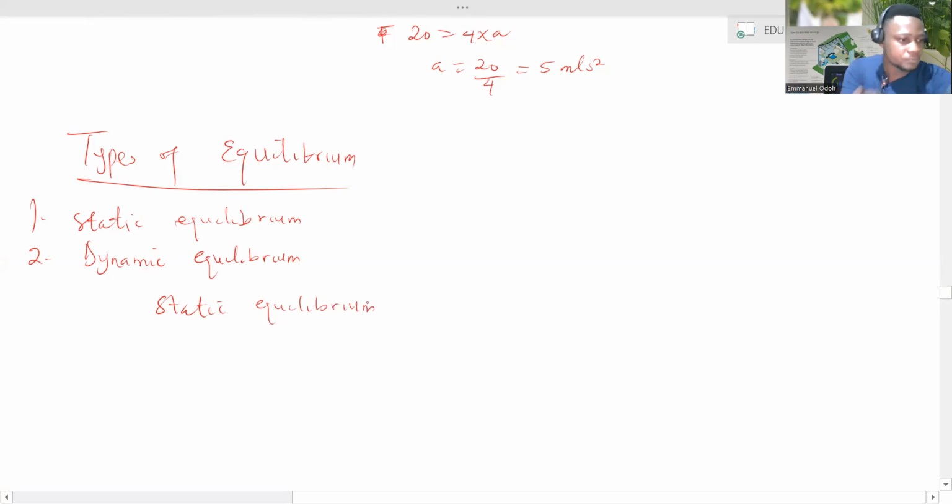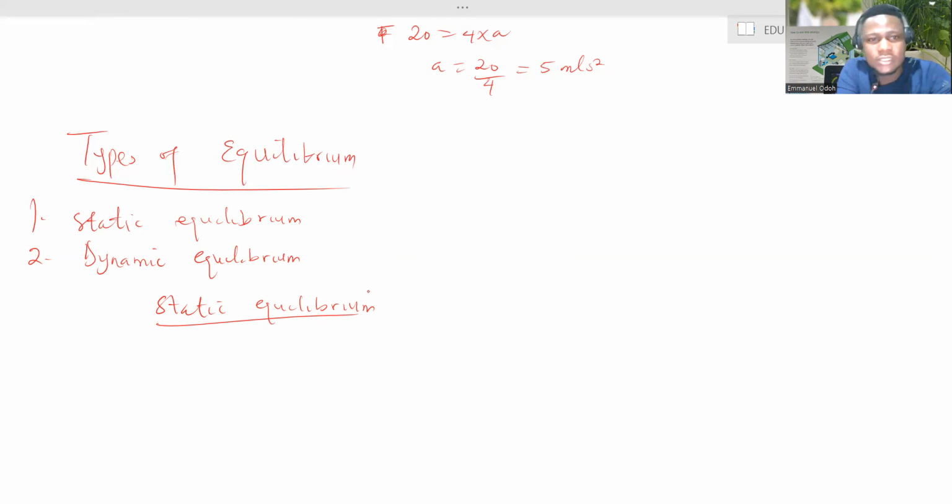Static equilibrium is a condition of a body at rest where the resultant is 0. That is all about the static equilibrium. For static means stationary, not moving. So for static equilibrium, we have that the body is at rest such that its acceleration is 0.